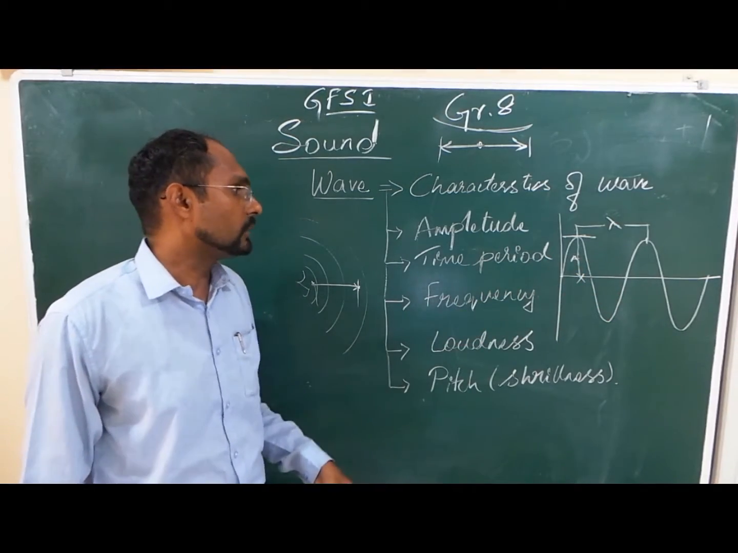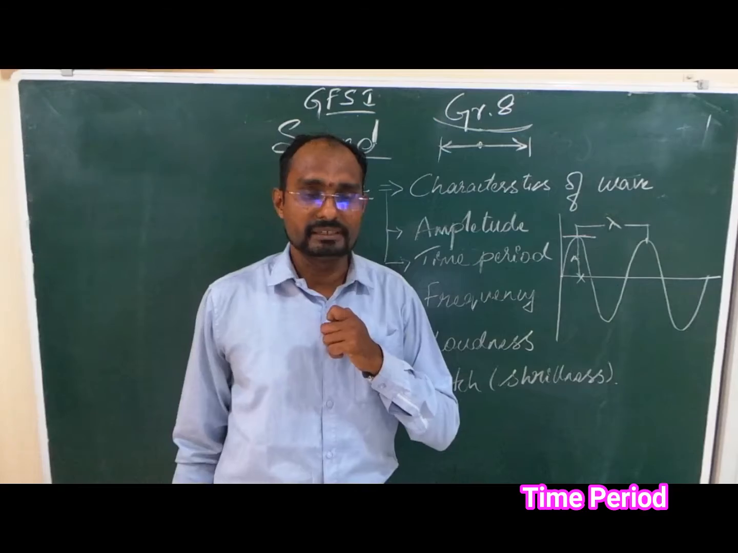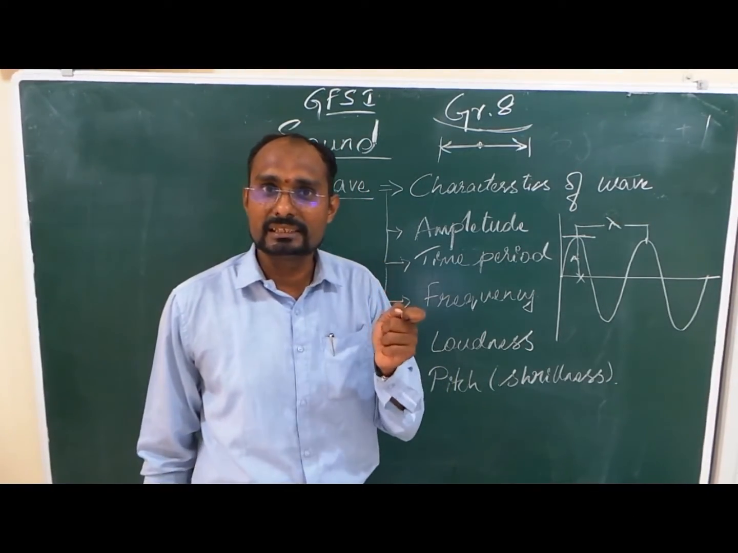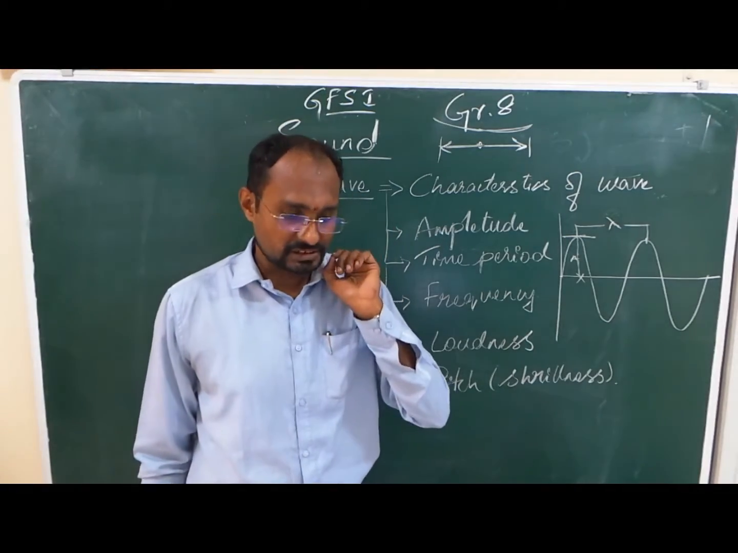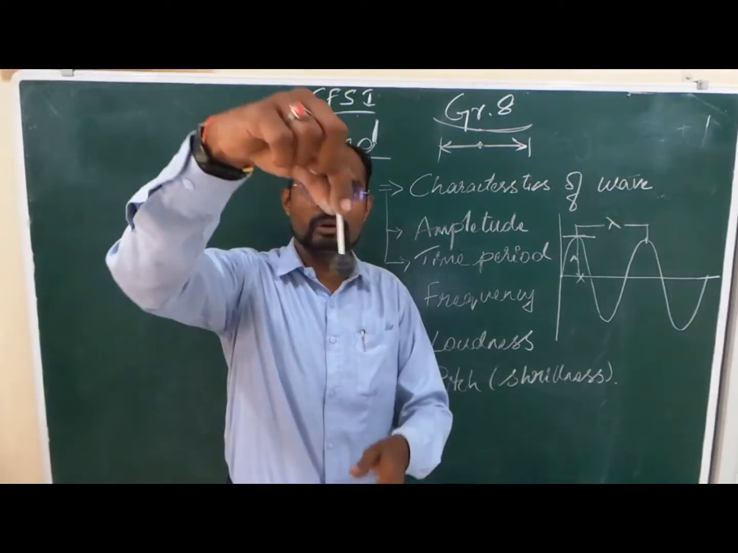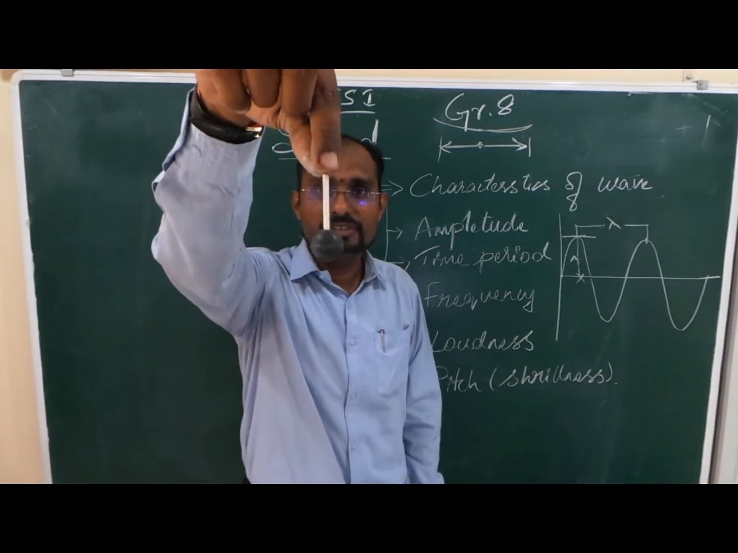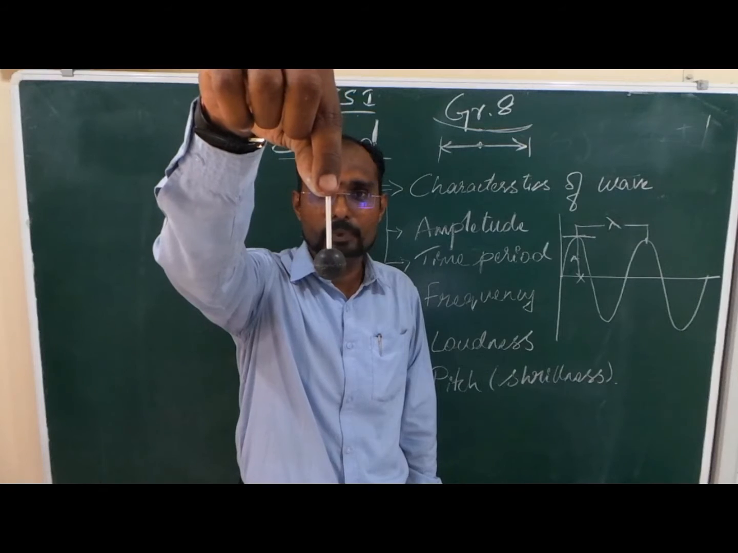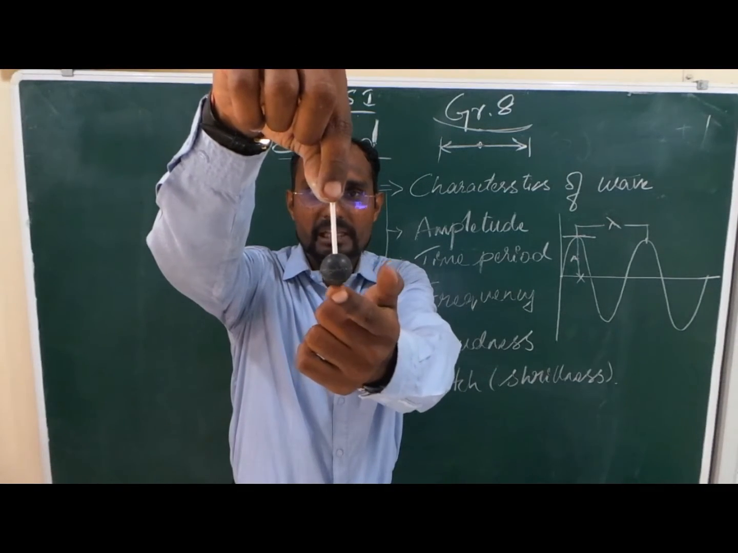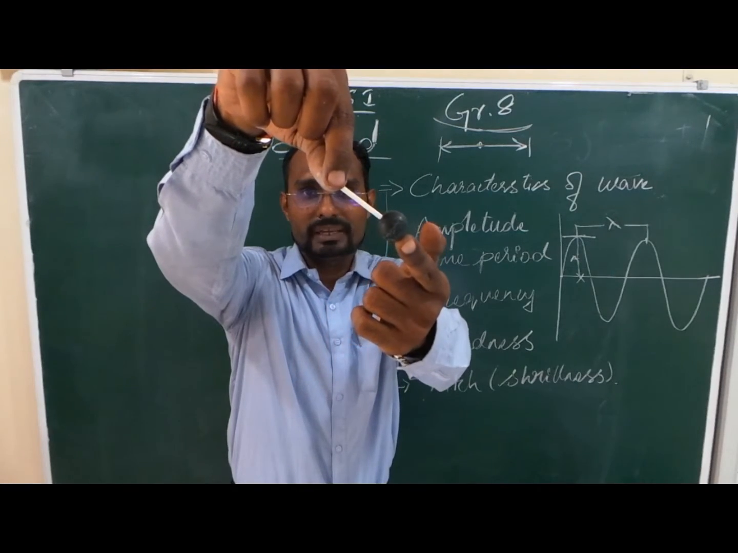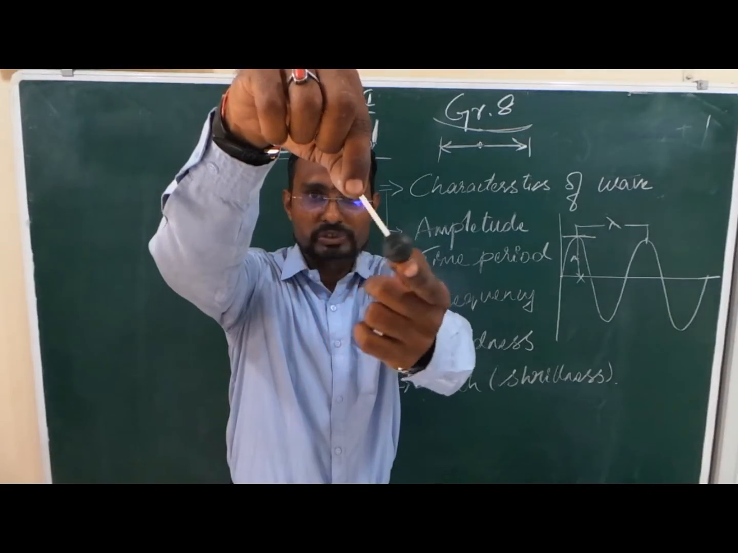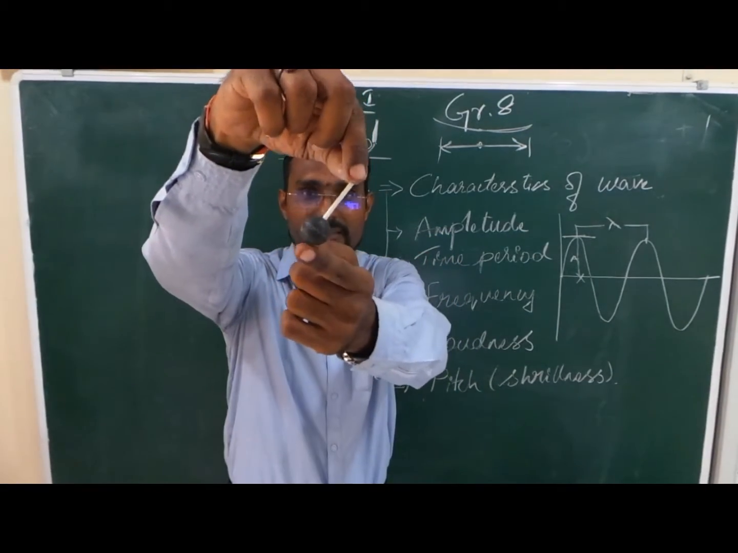Now, coming to time period. You will be able to understand this if you first consider a simple pendulum. Let us assume I have a small simple pendulum. Now this is in its mean position. When I set it to oscillation, from the mean position it went to the extreme. From there it is undergoing to and fro motion, so it is oscillating.